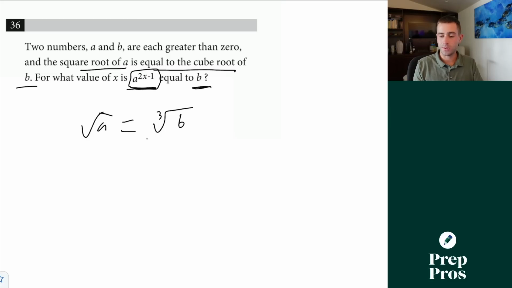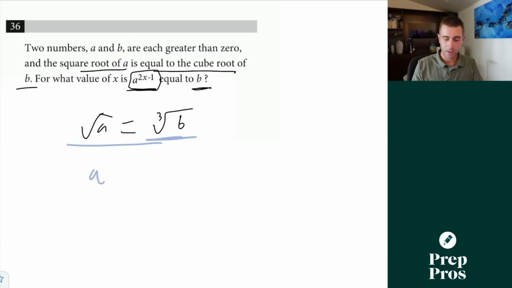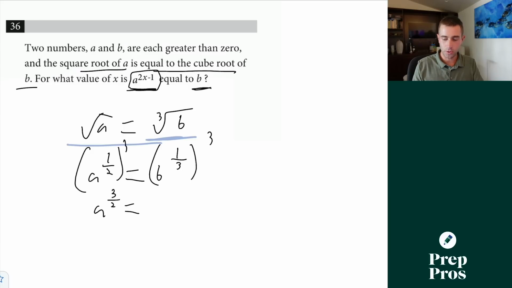So what we want to do is get this expression here equal to b. Well, first thing I want to do is use fractional powers because this will make our life a little bit easier. So we can rewrite this as a to the 1/2 equals b to the 1/3. Well, if we want to get it equal to b, we need to raise both of these sides to the 3rd power. Now that's going to give us a to the 3/2 is equal to b.